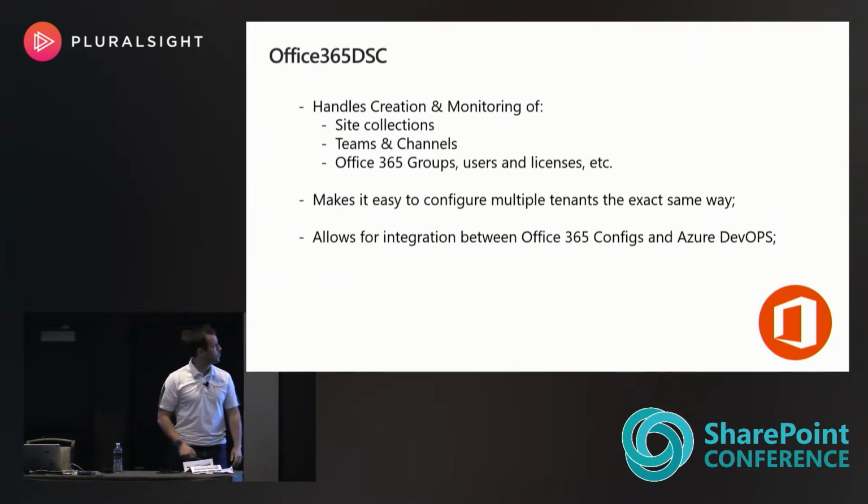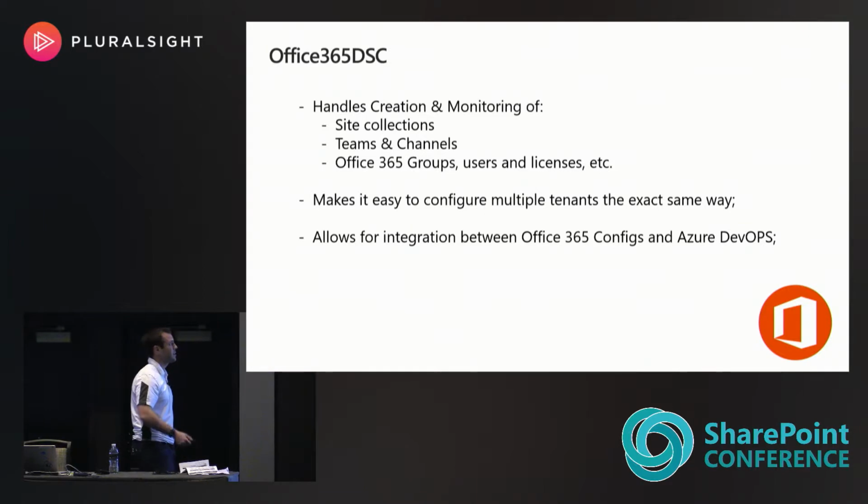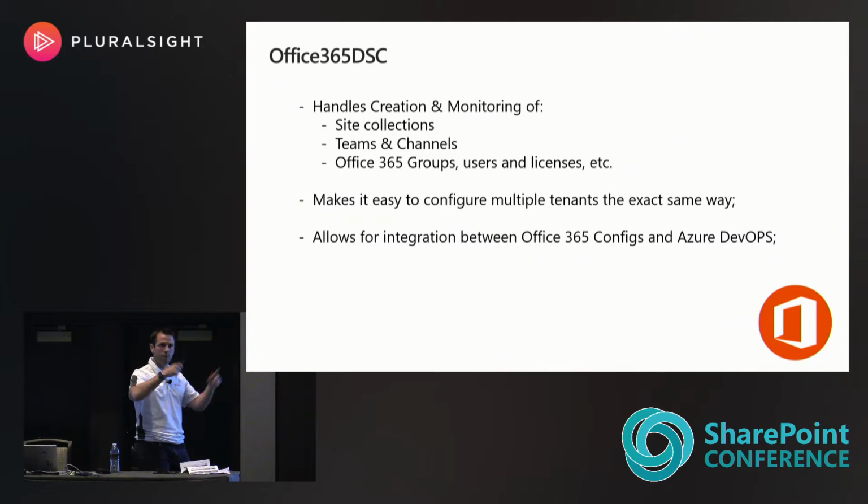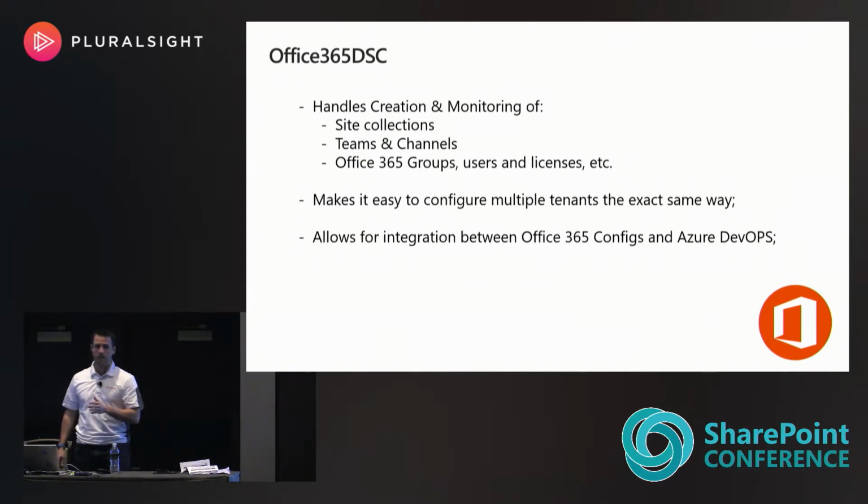Now, what we currently support is creation and monitoring of site collections, teams and channels, which we're going to do a couple of demos on, Office 365 groups, and user licenses. So you can make sure that users actually have the right license assigned to them. You can use Reverse DSC, which, by the way, is baked into Office365DSC, to get a list of all your users and figure out what licenses are assigned. Natively, you don't need to learn what the cmdlets are. You can also configure multiple tenants the exact same way. That's something we don't have right now. So what I'm going to demo later on is extracting configuration out of one of my tenants and replicating it, configuration-wise, over a trial tenant I created this morning.